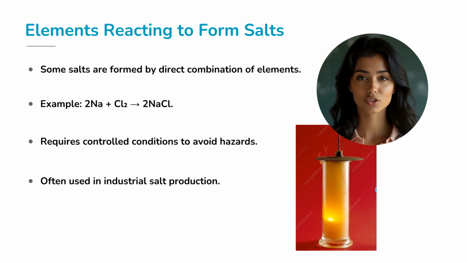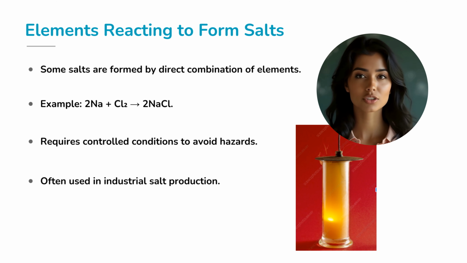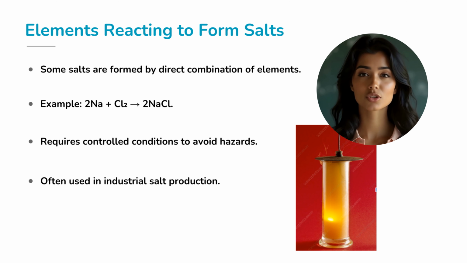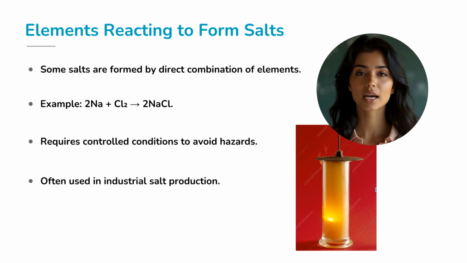What happens when two pure elements come together in perfect proportion? In some cases, they form a salt. Some salts can be prepared by the direct combination of elements. A classic example is sodium reacting with chlorine gas to form sodium chloride. Though simple in theory, this method needs strict safety control as both sodium and chlorine are highly reactive.